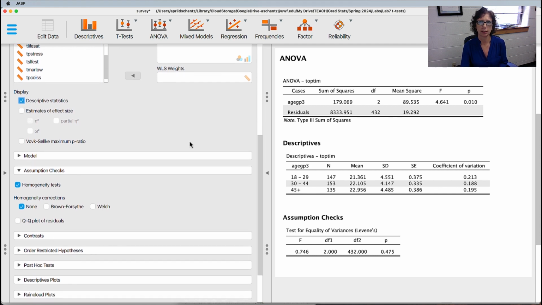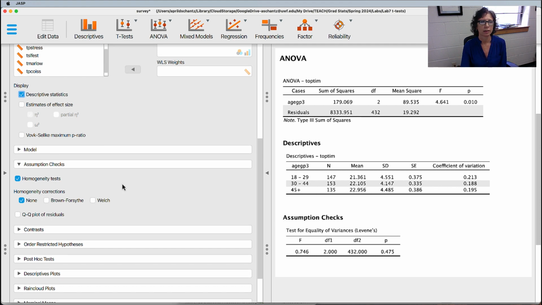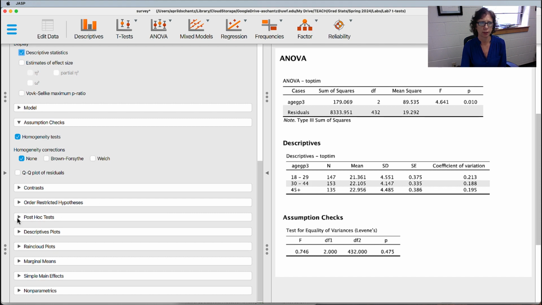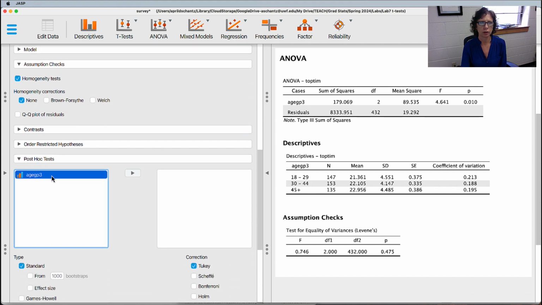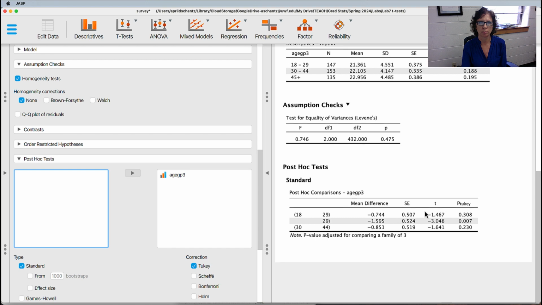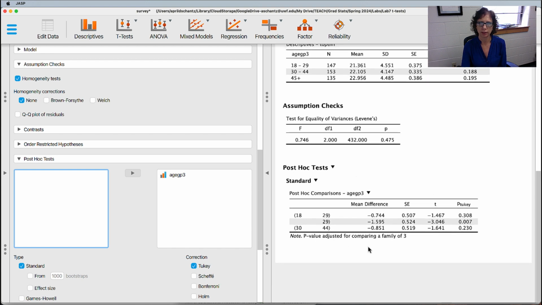So then our next thing is that we have a significant ANOVA. We know that there are significant differences between these levels in terms of optimism, but we don't know between which levels. That's why we need the post-hoc test. A significant ANOVA only says that significant differences exist. It doesn't tell us where. So in the post-hoc test, in your input panel, we're going to move our age group 3 factor over into the testing window, and it will start building our post-hoc test table down here.